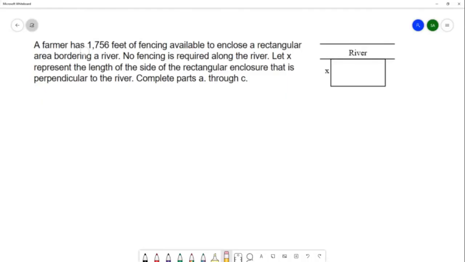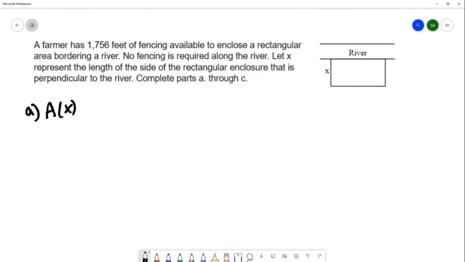A farmer has 1,756 feet of fencing available to enclose a rectangular area bordering on a river. No fencing is required along the river. Let x represent the length of the side of the rectangular enclosure that is perpendicular to the river. Complete parts A through C. So in part A, we want to create a function that represents the area. So in part A, we want to find the area function as a function of x.